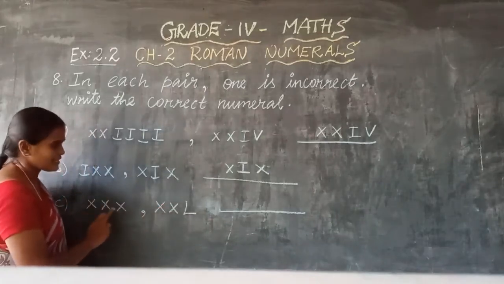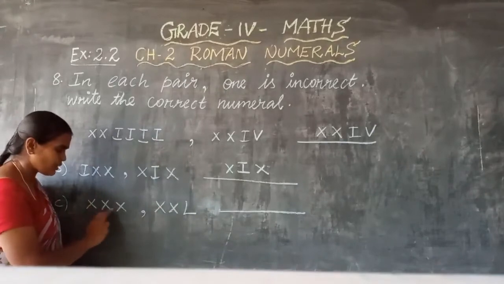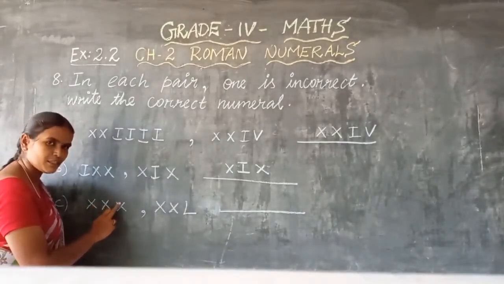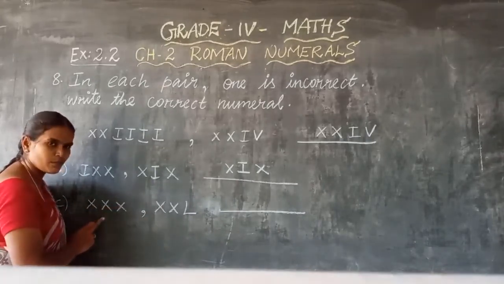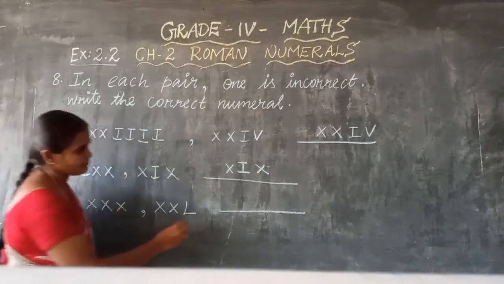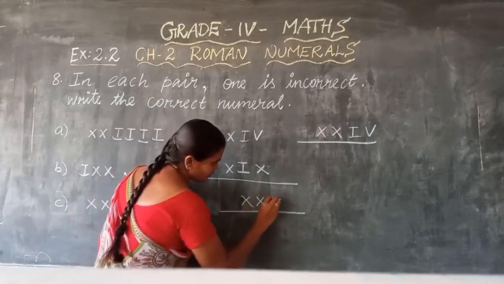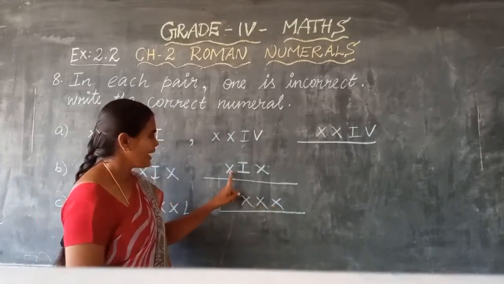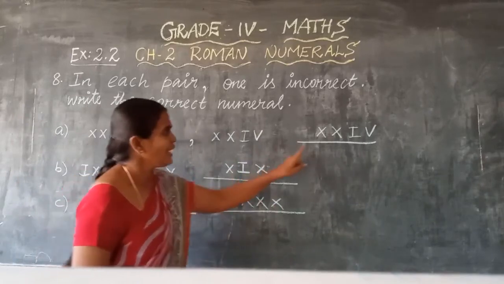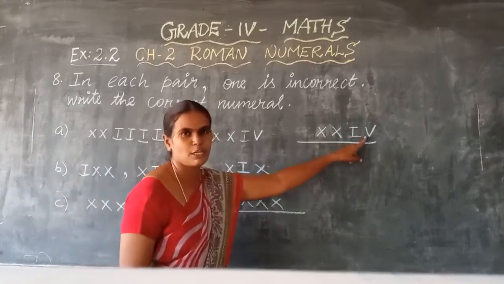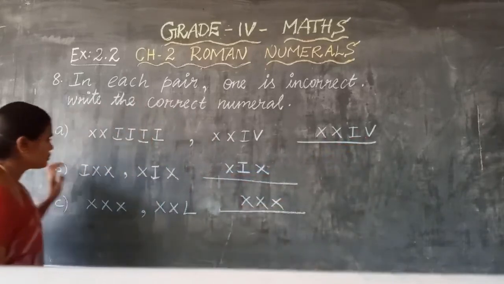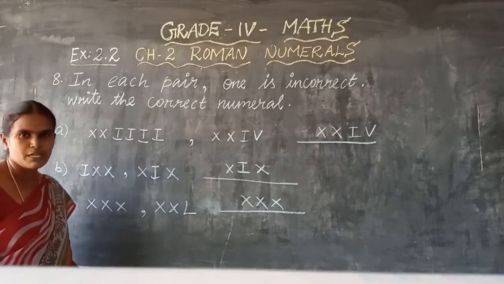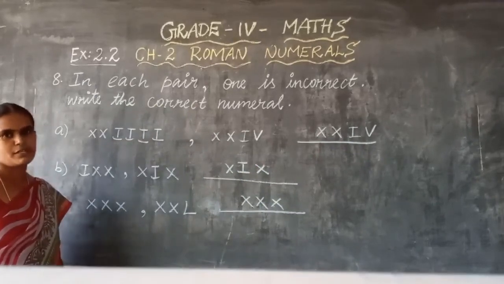XXX. X value 10. So repeated means addition. 10 plus 10, 20. 20 plus 10, 30. Here which one is the correct Roman number? XXX. So what is the value of XXX? 30. XIX means 19. XXIV means 24. So these 3 sums copy in your book itself. Exercise 2.2 completed. Chapter 2 completed. Thank you.